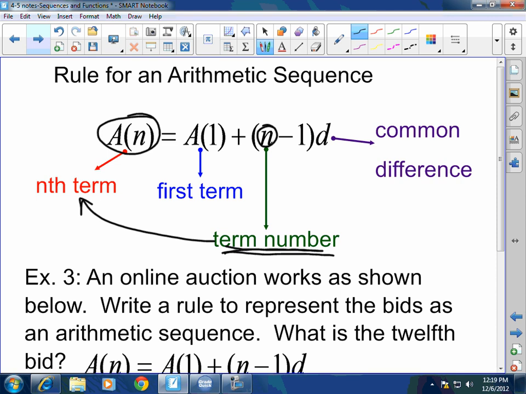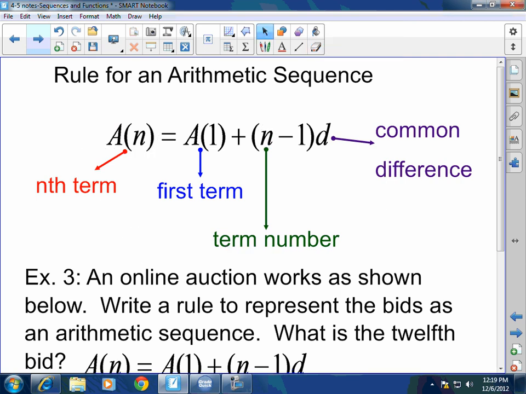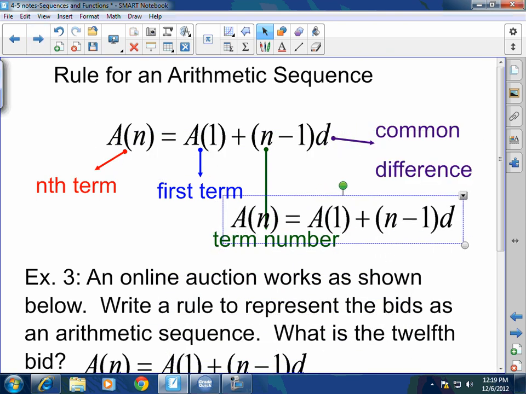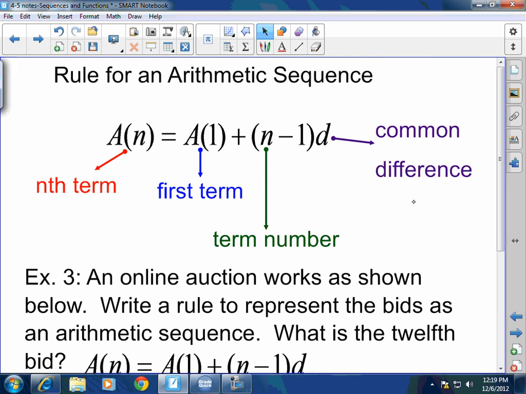So go ahead and write that down, please. And then we'll do some practice problems on that. So A n is the nth term, the term you're looking for. A1 is the first term of the sequence, plus parentheses n minus 1, where n is the term number that you're looking for, and D is the common difference.